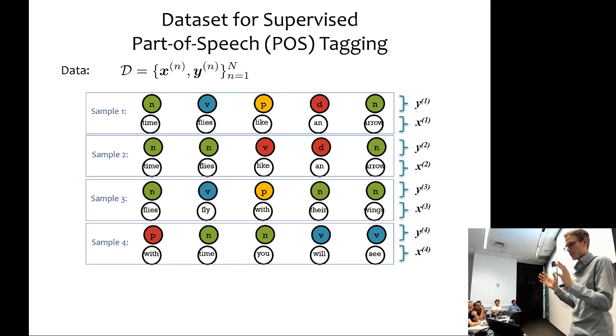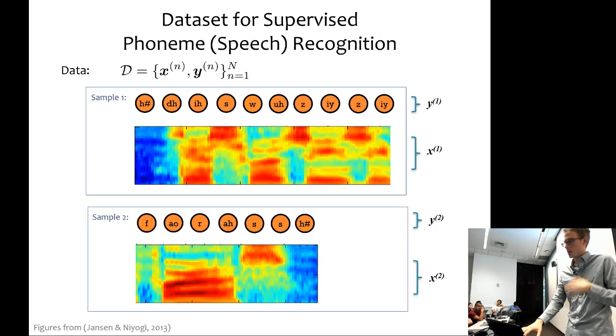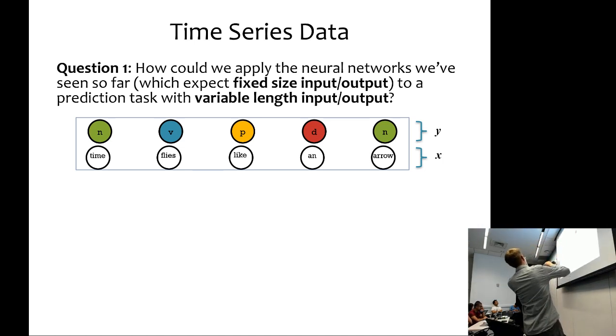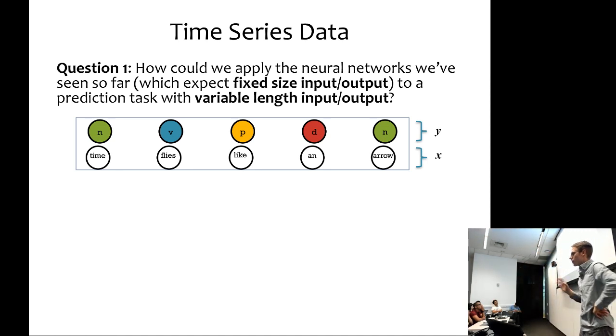Okay, so recall we have these data sets that are things like part of speech tagging, handwriting recognition, speech recognition. And in general, what we want to do is work with time series data. One question is, if you had a neural network that could only take fixed size input and output, how could you model a prediction task with variable length input and output? So what if you wanted to replace that linear model we were talking about for search-based structured prediction with a neural net? What could that look like? Any ideas?